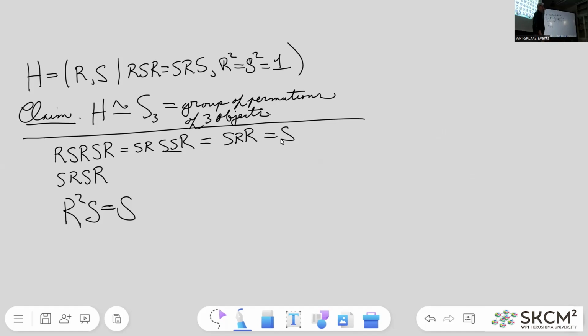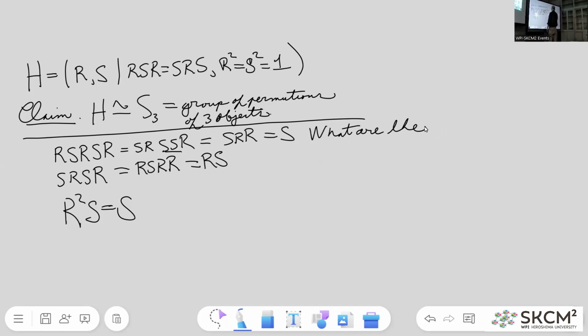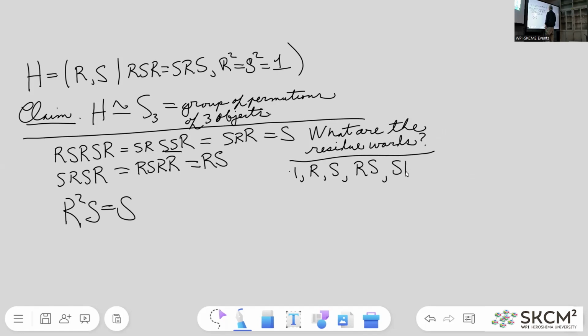So you see the words are all falling apart, they're all collapsing. This one, SRS, is RSR, R, and R squared is equal to the identity, so I just get RS. But RS doesn't collapse. So what are the residue words after using the equivalence relation? What can you make? Well, you have the identity. You have R, you have S, you have RS, you have SR. 1, 2, 3, 4, 5.